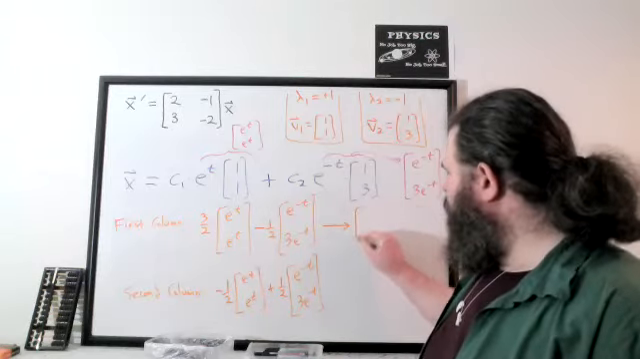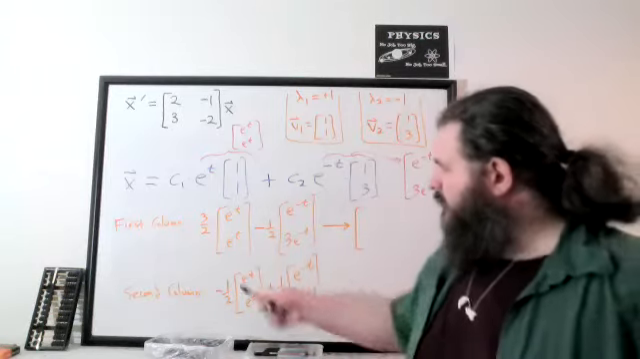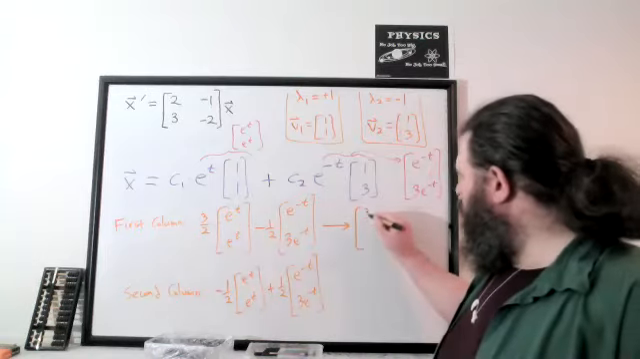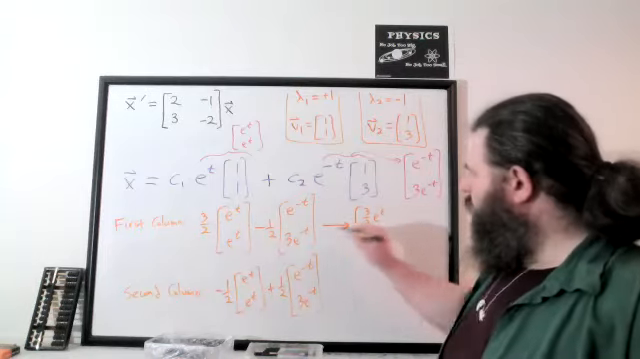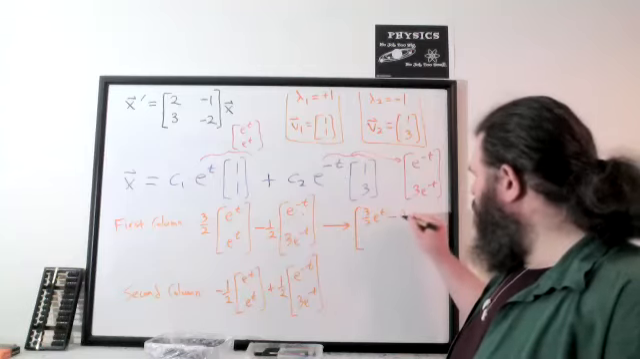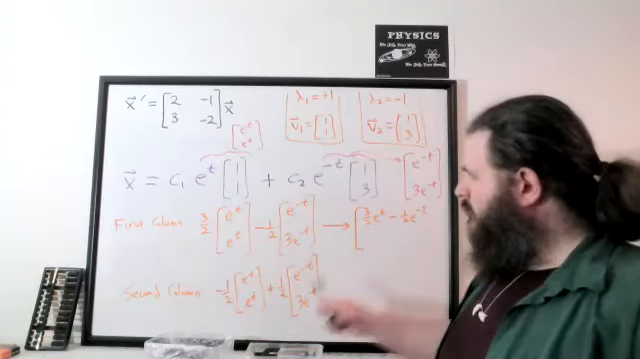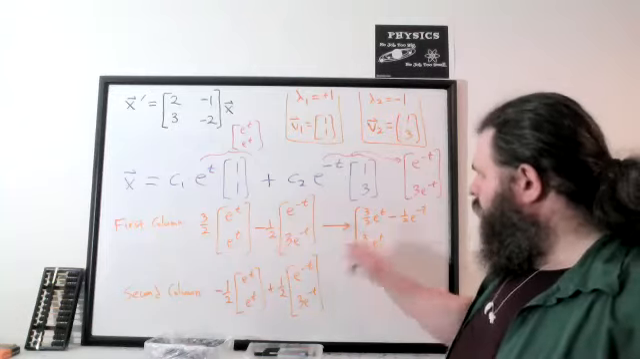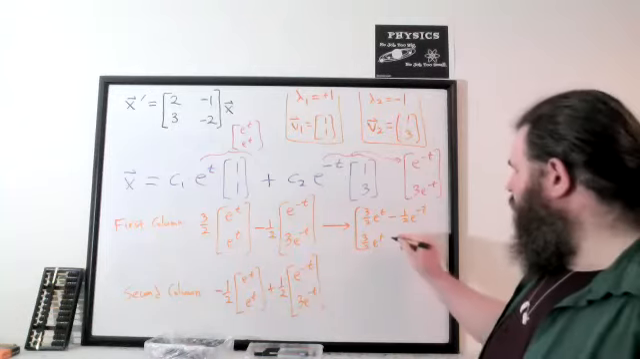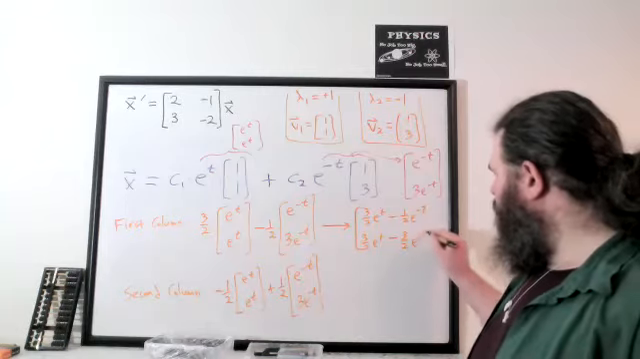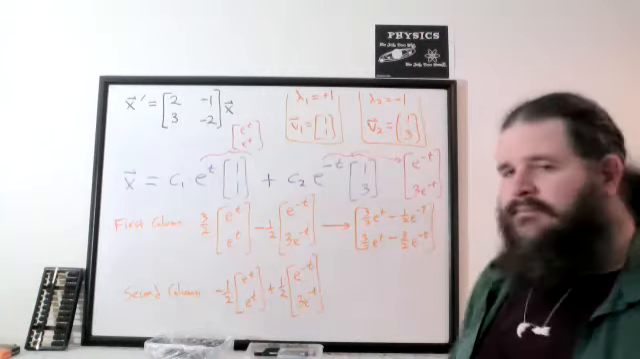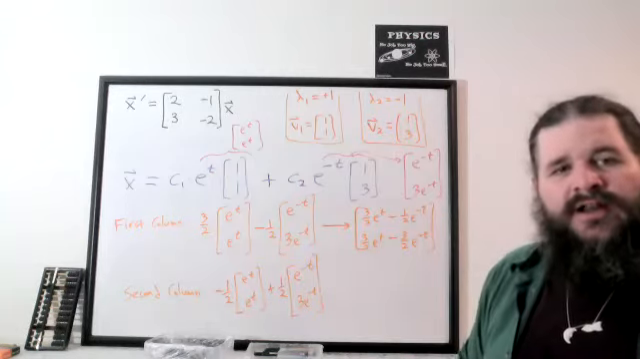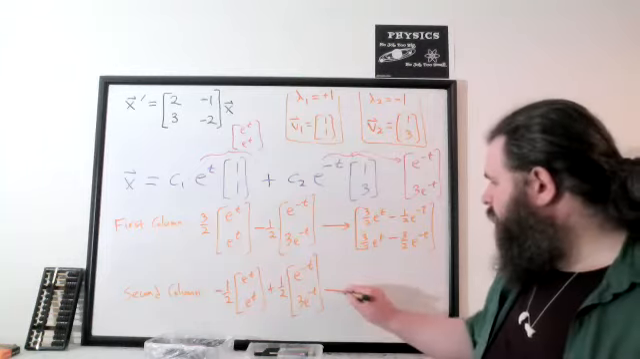First column, we can just multiply this. 3/2 times e to the t plus negative 1/2 e to the negative t. And then 3/2 e to the t minus 1/2 times 3, so 3/2 e to the negative t. So that will be the first column of our fundamental matrix.